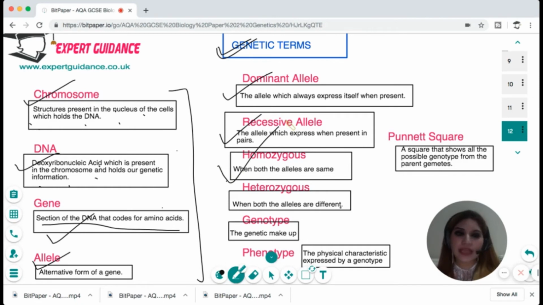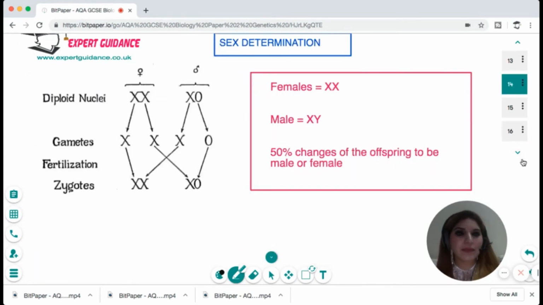Homozygous is when both the alleles are the same. Heterozygous is when both are different. Genotype is the genetic makeup. Phenotype is the physical characteristics expressed by a genotype. A Punnett square is a square that shows the possible genotypes from the parent gametes. Now let's take an example of a genetic cross. Let me show you a genetic cross and how it can be used to predict the various combinations of the offspring. And in the exam, you should be able to write what would be the genotypic ratio and the phenotypic ratio. Okay, so let's have a look.